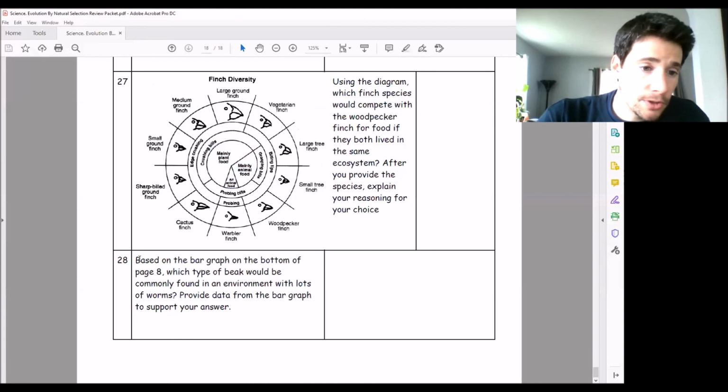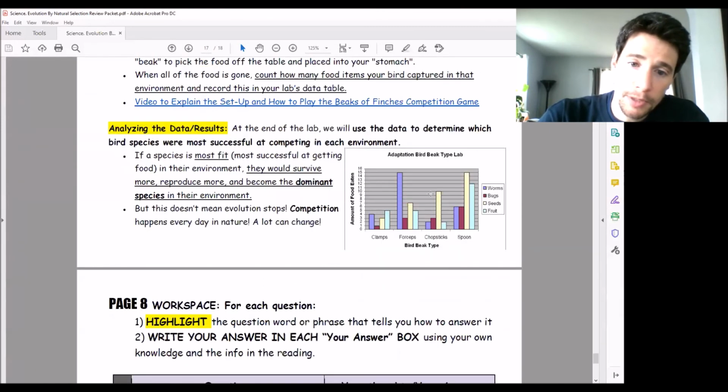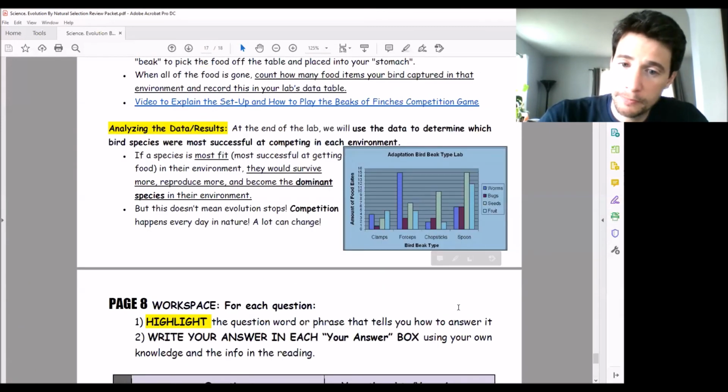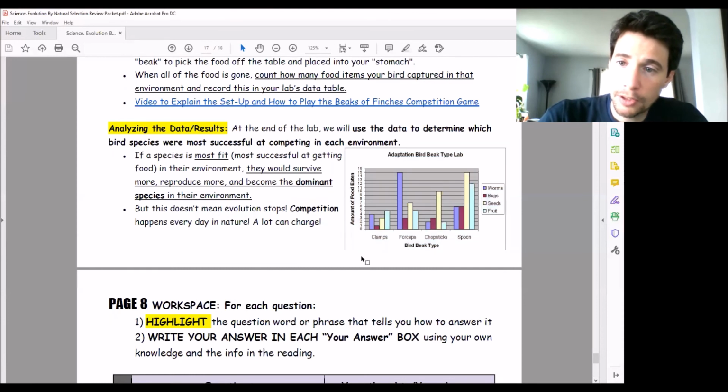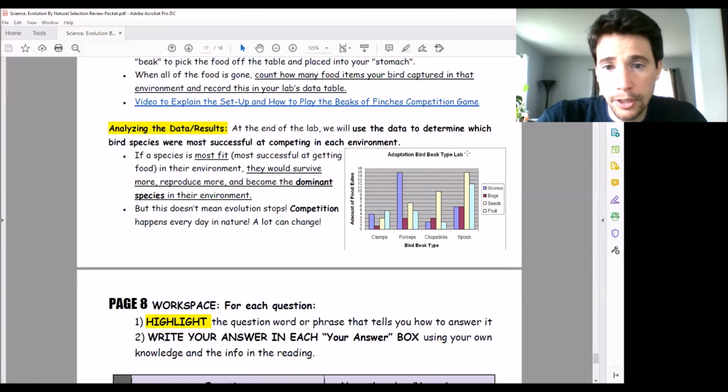So this last question says, based on the bar graph on the bottom of page 8, and I'm scrolling up now, here's the bar graph. So let's look at it for a second. It says adaptation bird beak type lab. So this is just telling us the overall title. This is about the lab.